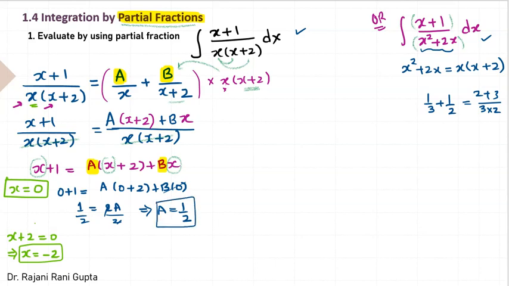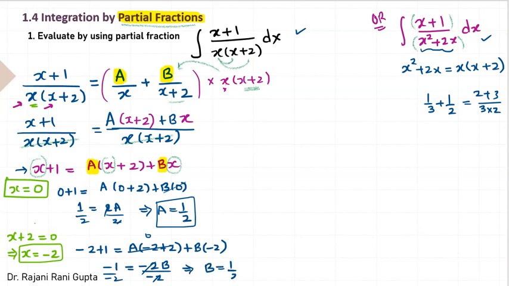Similarly, to find the value of b, we use x equal to minus 2 in this equation. This gives us minus 2 plus 1 equal a times minus 2 plus 2, plus b times minus 2. Minus 2 plus 2 cancels, so a cancels. So this gives you minus 1 equal minus 2b. Dividing both sides by minus 2, cancelling this, gives you b equal half.